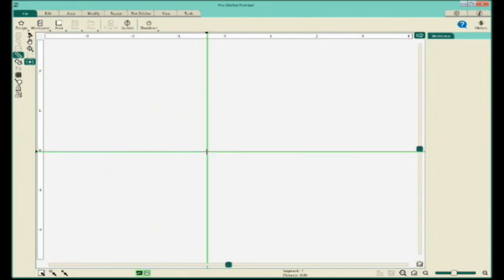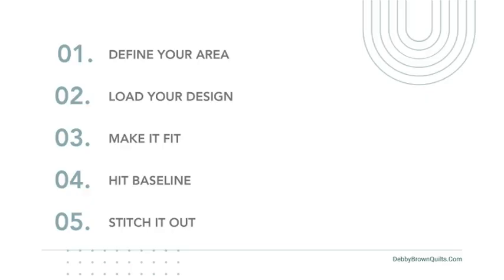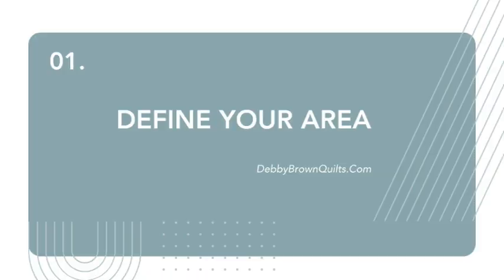Pro Stitcher Premium is a very robust program. It's very deep and it can do a lot of different things. The more you dig in, the more you can do. And sometimes that can be confusing. So I want to show you the 5 things you need to know to get started stitching with Pro Stitcher Premium. The first thing you need to do is to define your area.